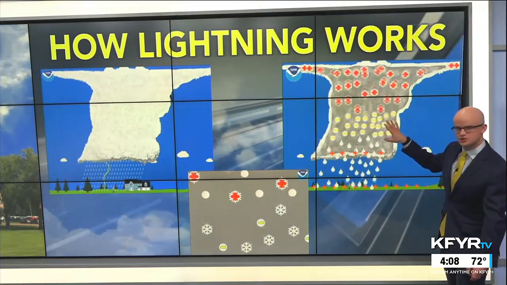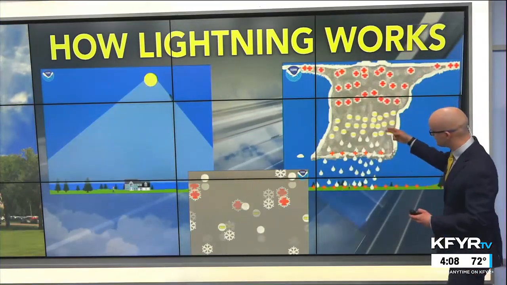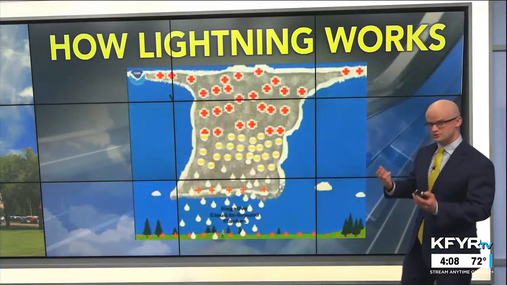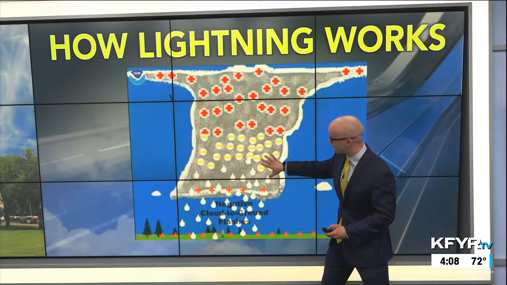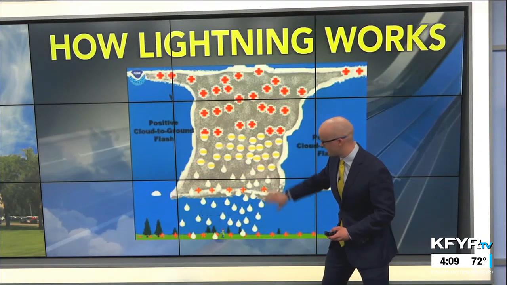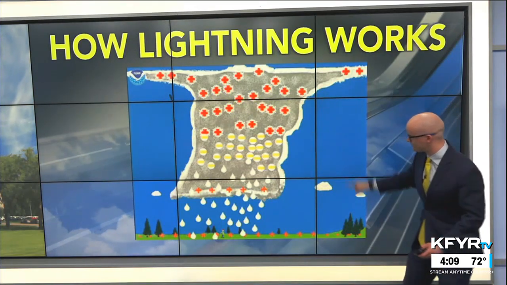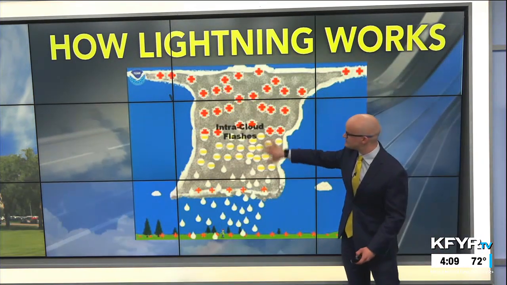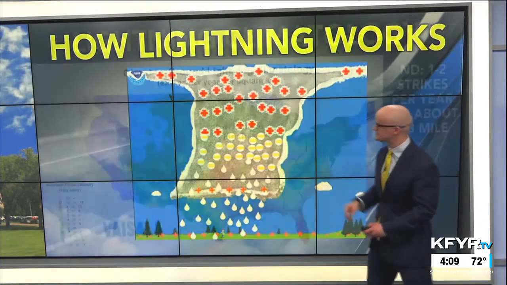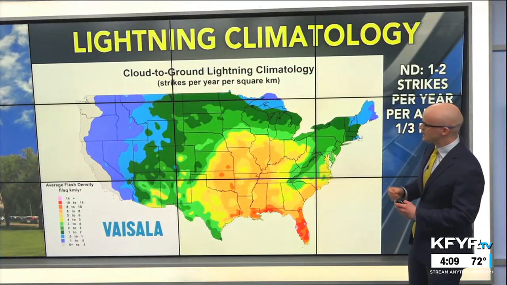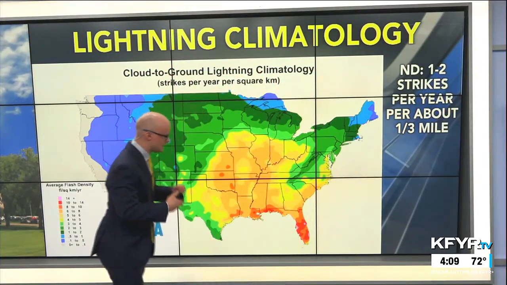Now, if there's excess charges within the cloud, it's going to want to discharge some of them, let go of some of those charges, and make a connection with the ground, usually the taller objects on the ground, and we get a negative cloud to ground lightning strike, making that connection with the cloud to the ground. We can also get positive cloud to ground lightning strikes from the top or the anvil of the cloud all the way down to the ground, and intra-cloud lightning flashes within the thunderstorm cloud itself between those positive and negative regions.